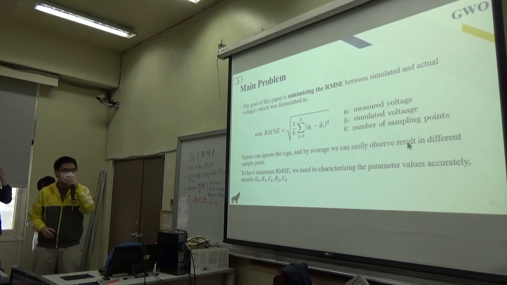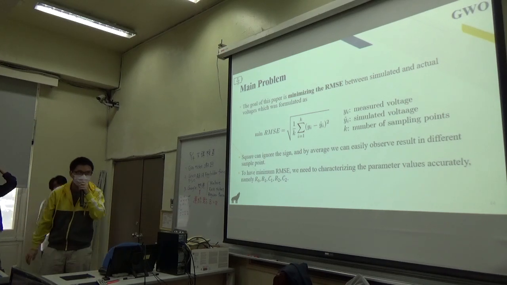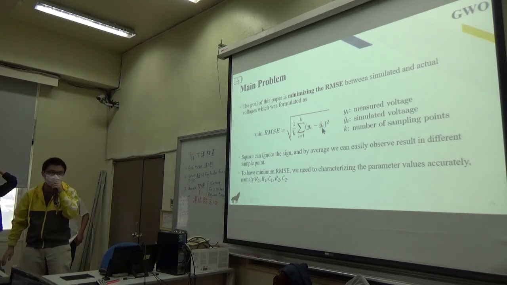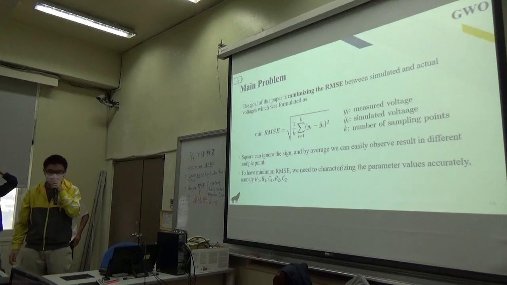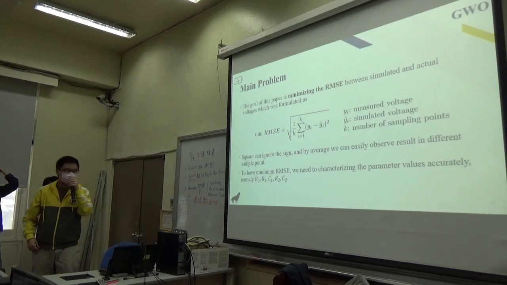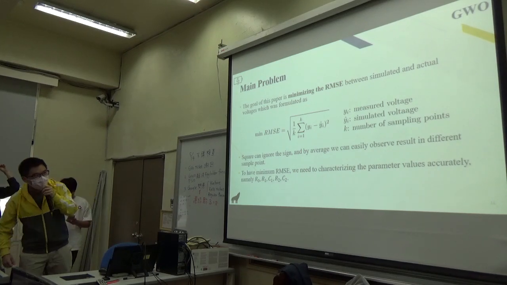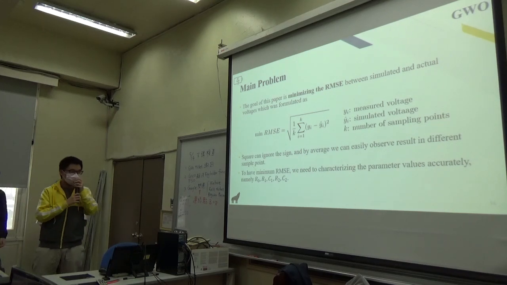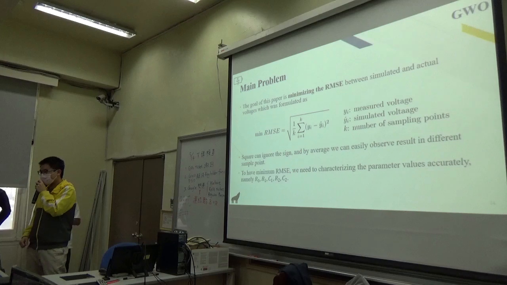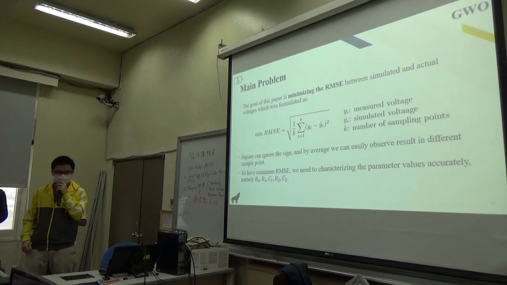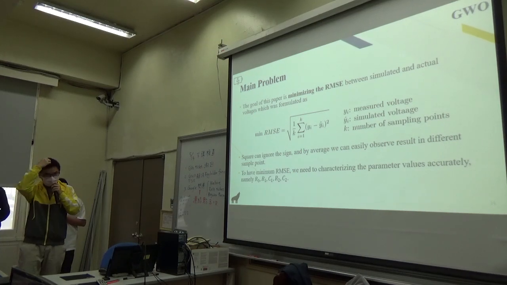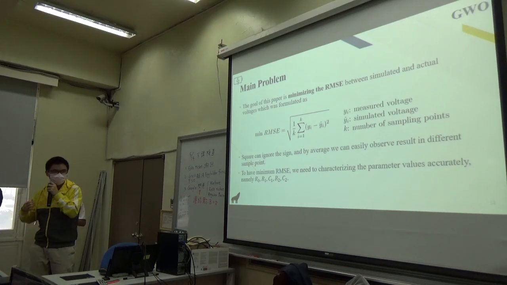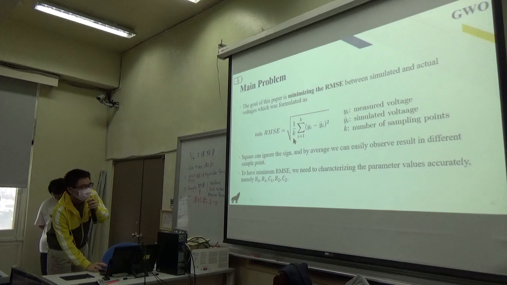In this formula, y is the measured voltage and y hat is the simulated voltage. In my opinion, we use the square to ignore the sign between negative and positive values, and we use the root to normalize our error.